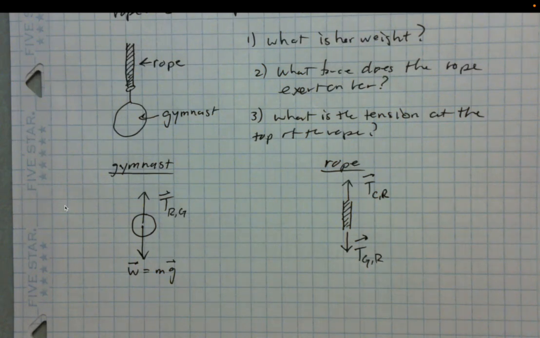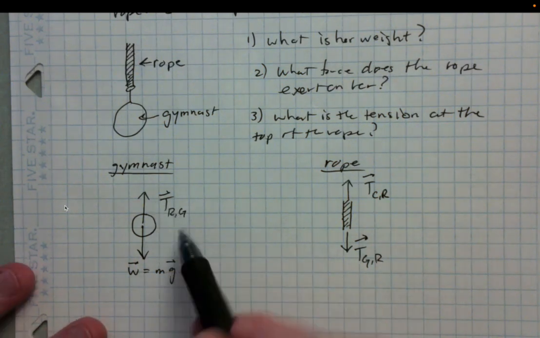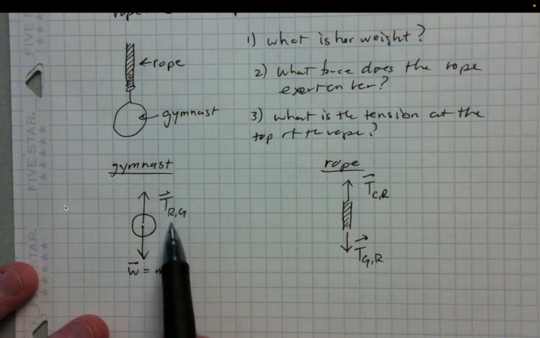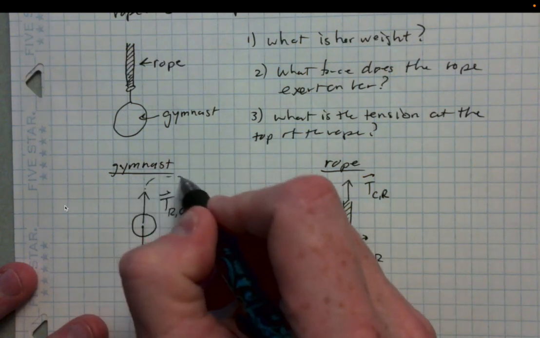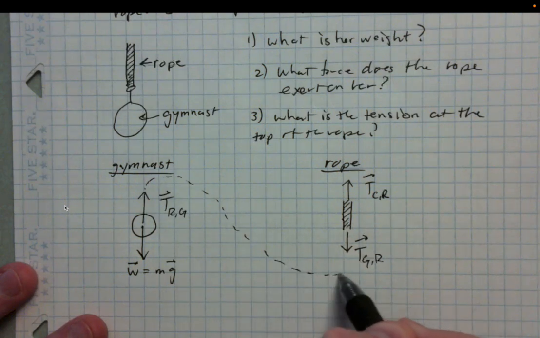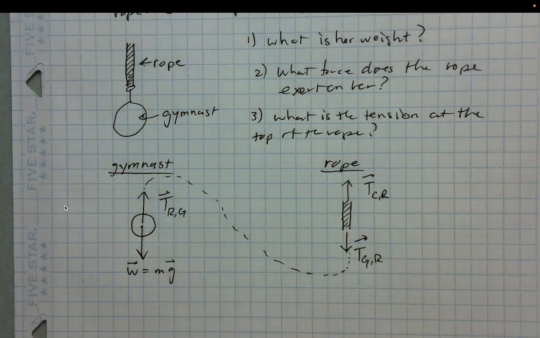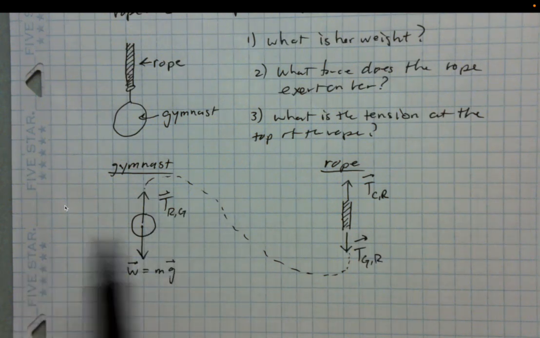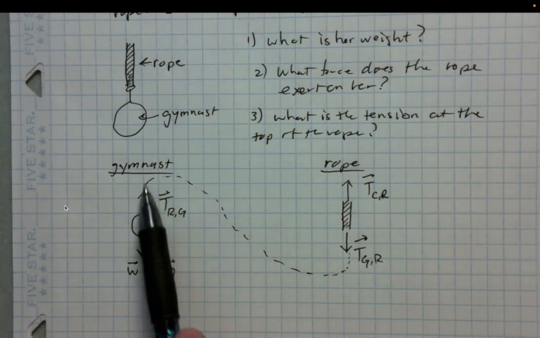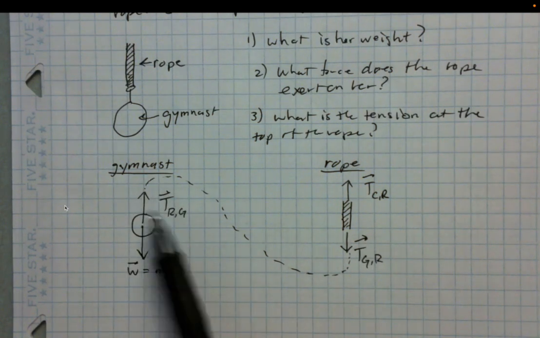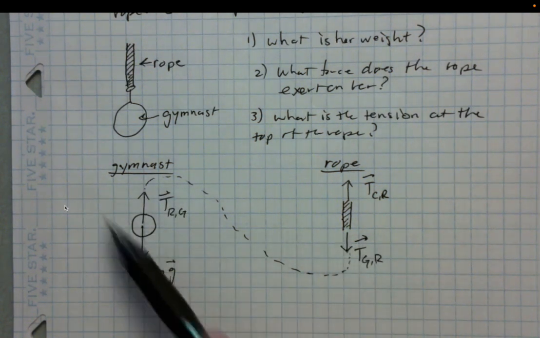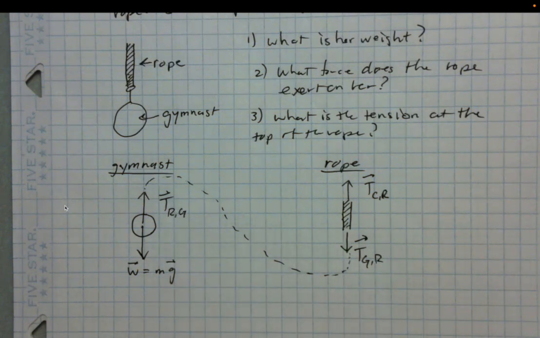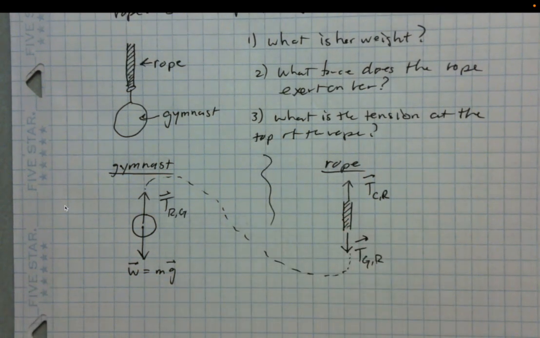Okay. Now, an important thing to notice here is that the tension, the force caused by the rope on the gymnast, this force here, is really connected to this force, isn't it? This is a third law action-reaction pair, isn't it? So the rope acts on the gymnast and the gymnast acts on the rope. So these two are connected. Whatever the value of this force is, this one can be derived by just recognizing that this is an action-reaction pair. Okay? And so here are the free body diagrams in play.